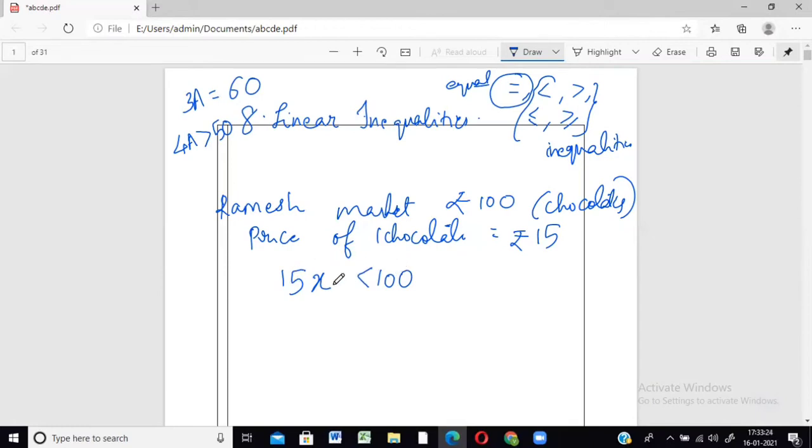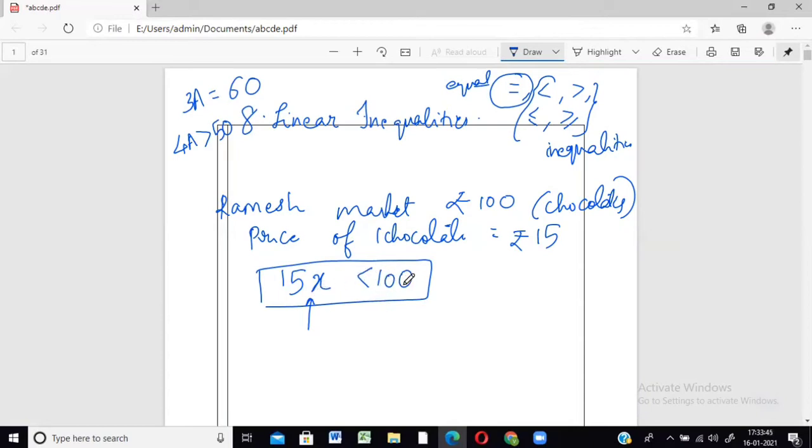Since this is a small equation, we can easily understand. So what will come in this equation is, if he buys x number of chocolates. Now since this equation is small, as I said, we know that the value of x is equal to 6. But otherwise, if he buys x number of chocolates in such a way that the amount should not exceed 100.